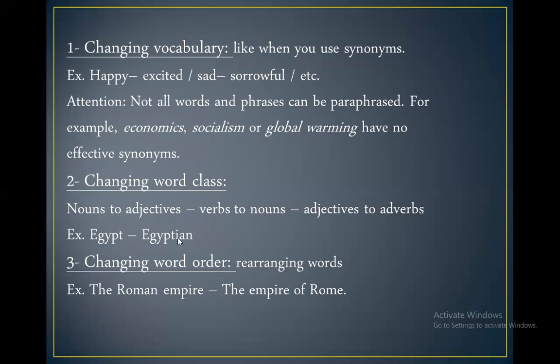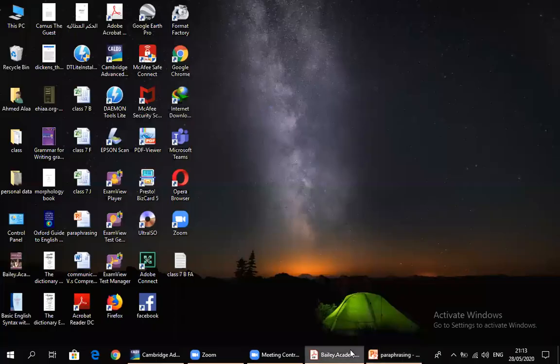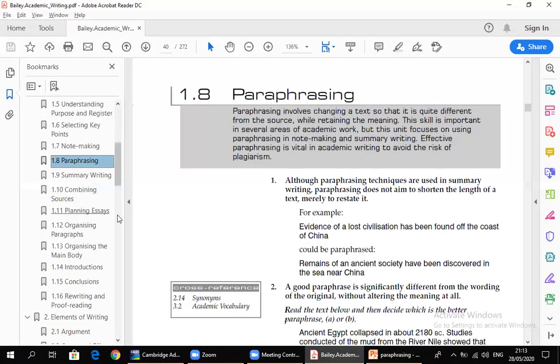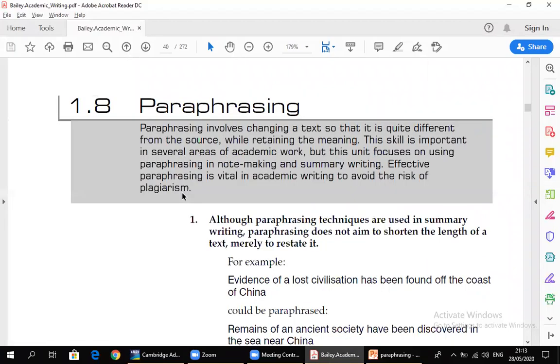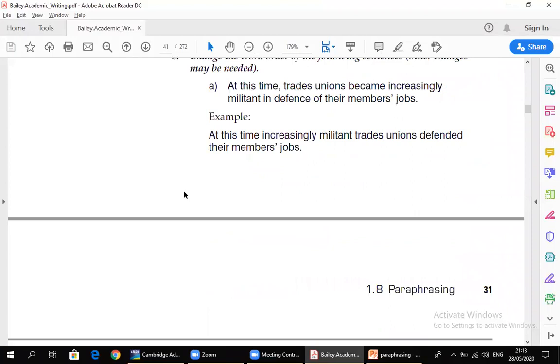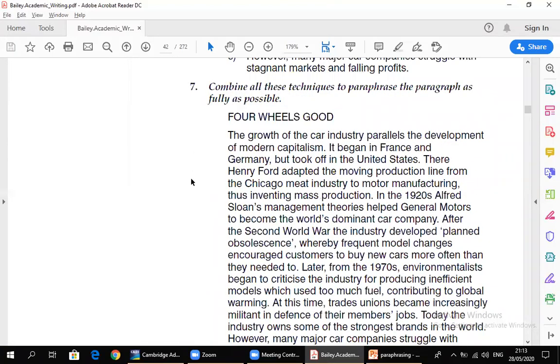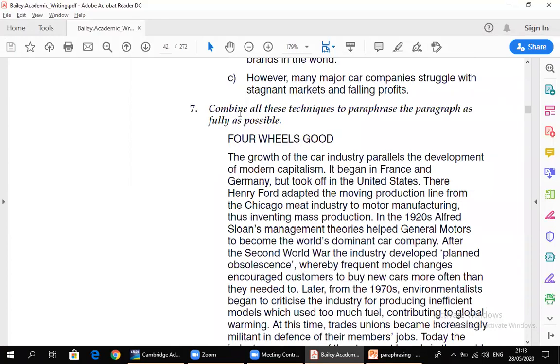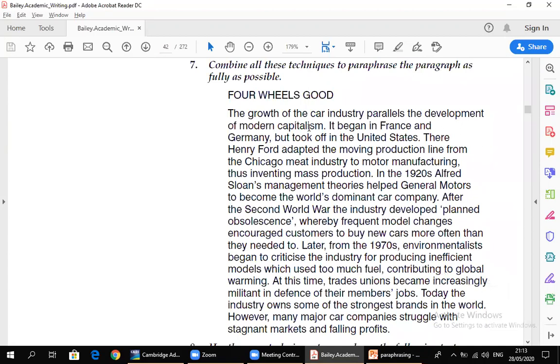Okay, I'll try to open up the text here and let's practice some of the passages. This is paraphrasing. Okay, here we go, this passage. It says here, combine all these techniques to paraphrase the paragraph as fully as possible. And we have this text here. Can you see it clearly? Yeah, I can see it clearly. Okay, just read the text, and then we can see how we can paraphrase it.